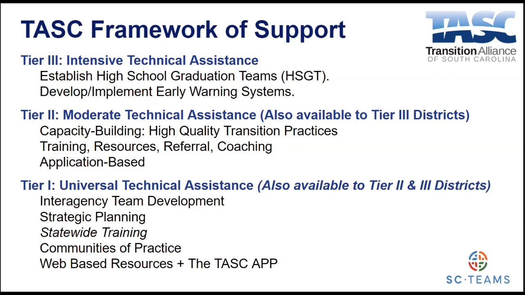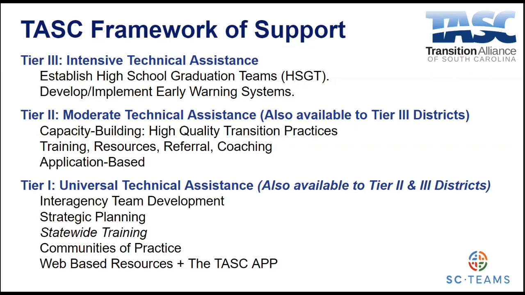We do have a process that we go through, but we do know that each district, each school has their own unique strengths, needs, status as far as other efforts, and we are here to meet you where you are and provide support with that in mind. We just ensure that all of the work that we do to support you has evidence behind it, has a research base, and that it is compliant as well. With that moderate TA, you can receive training, technical assistance, referral, coaching, and support.